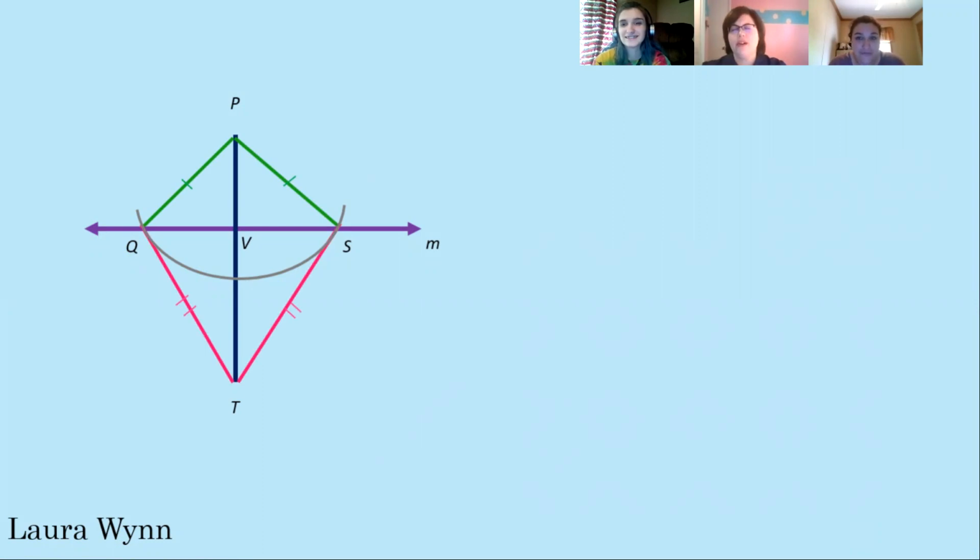So, Laura, what are congruent? What does congruent even mean? So congruent means the same shape and size, but you can flip, slide, or turn it. So in this instance, congruent means the same length. So we have two sets of congruent lines. So QP is congruent to SP, and then QT is congruent to ST.